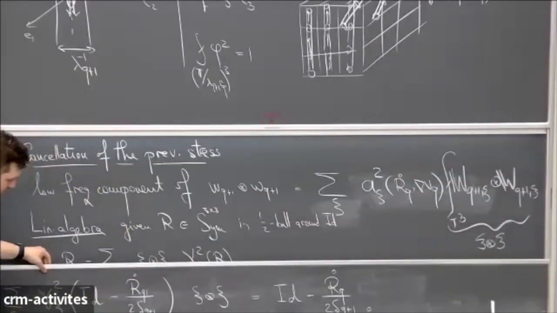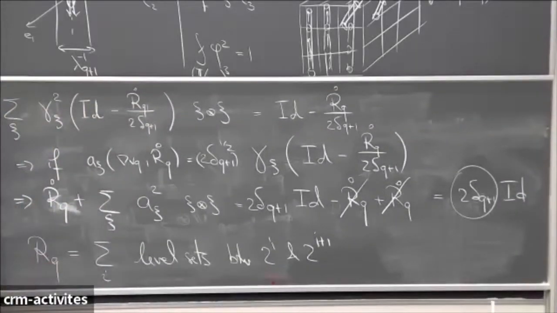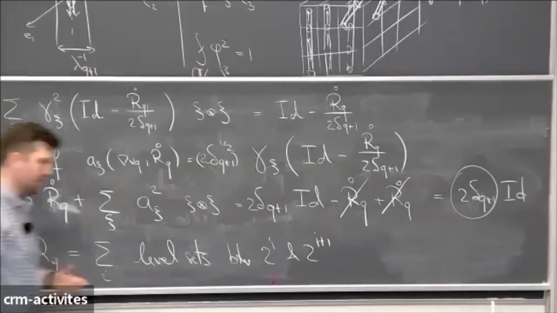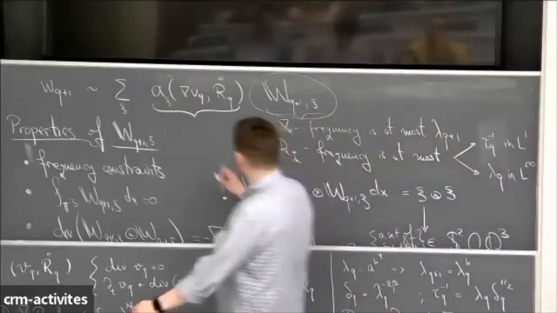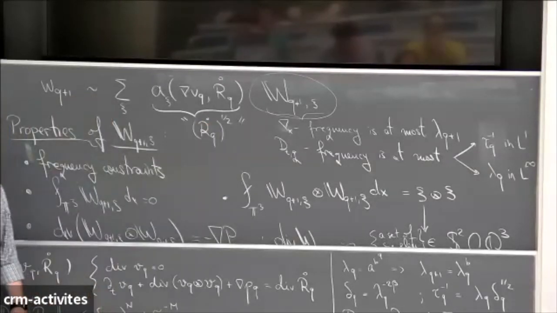Any questions so far, just about the cancellation? The moral of the story is that if you think about the RQ dependence of these functions, they behave like RQ to the 1/2. That's what we're doing.